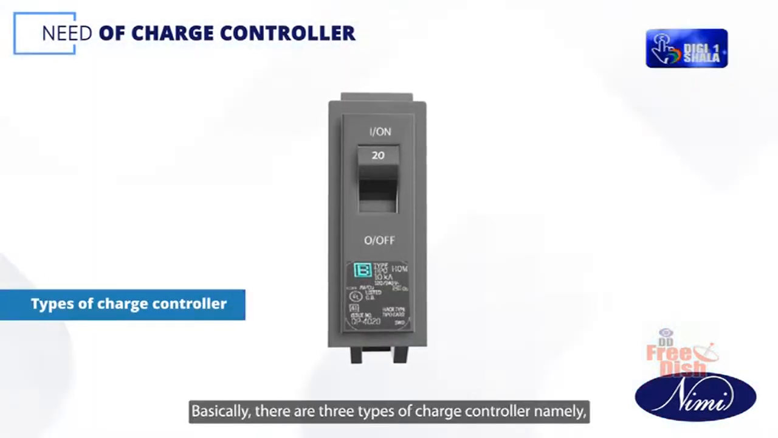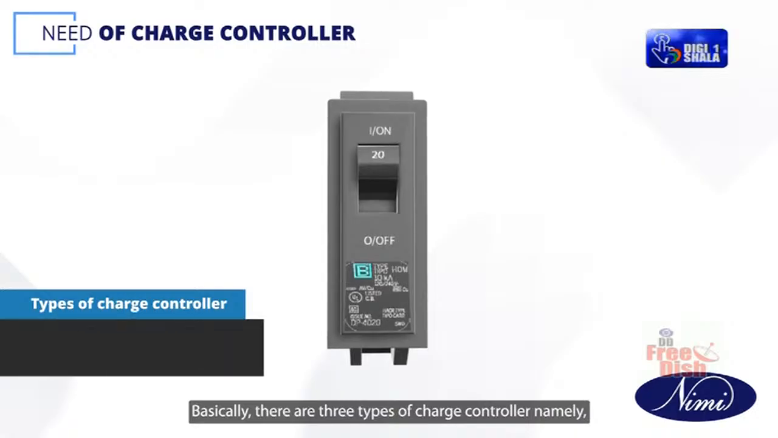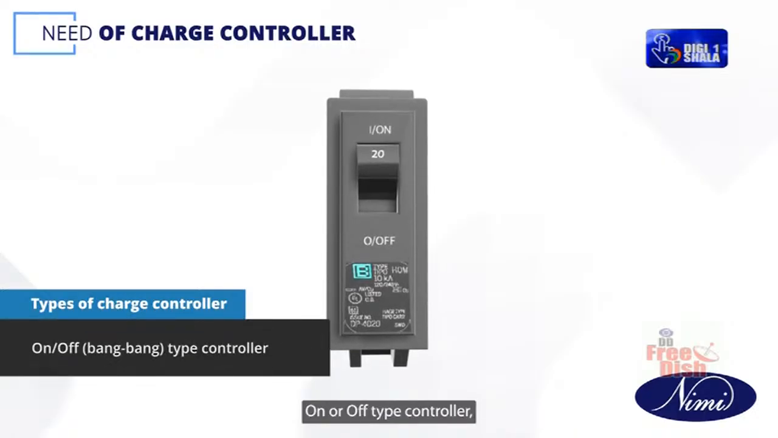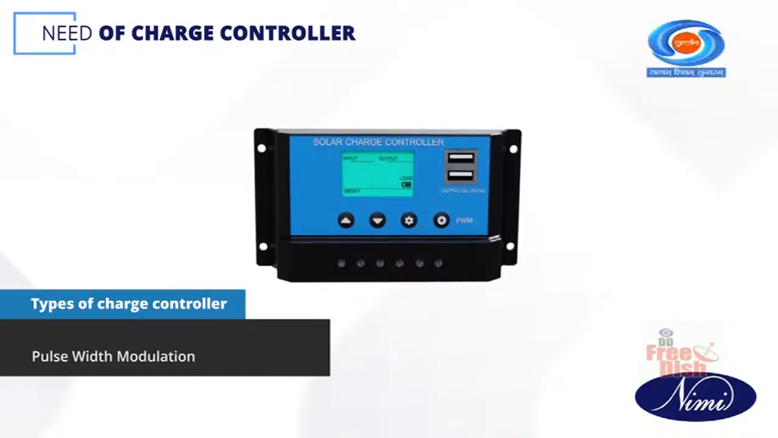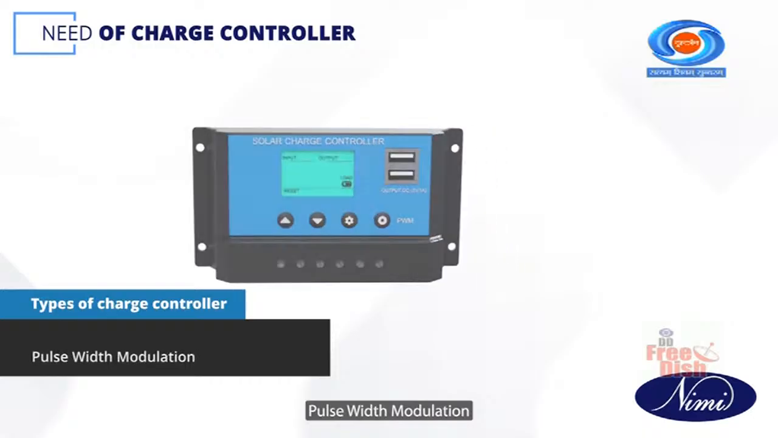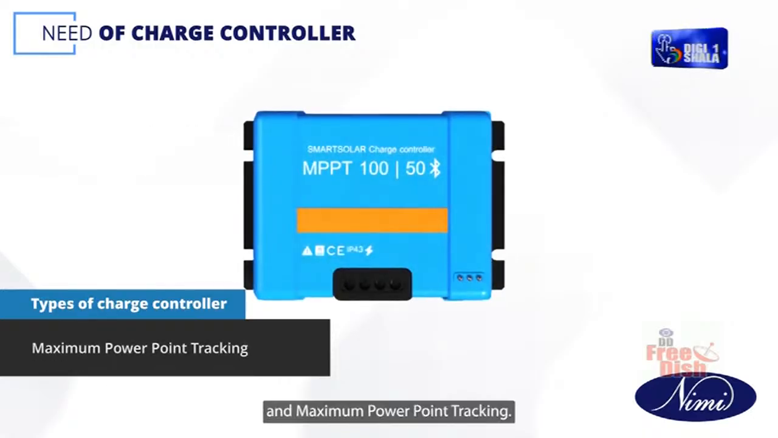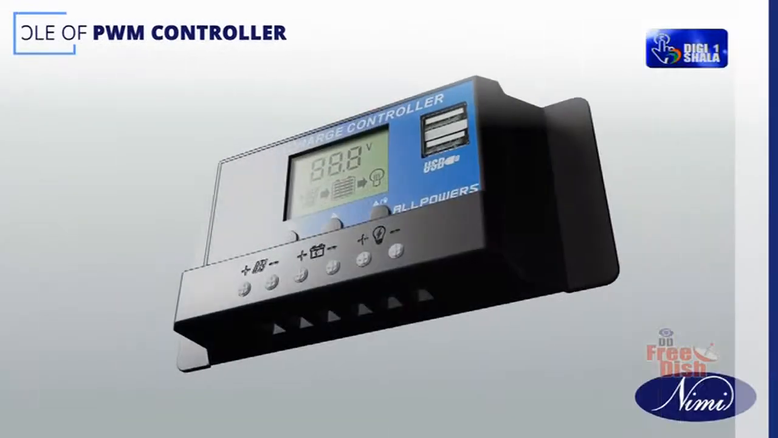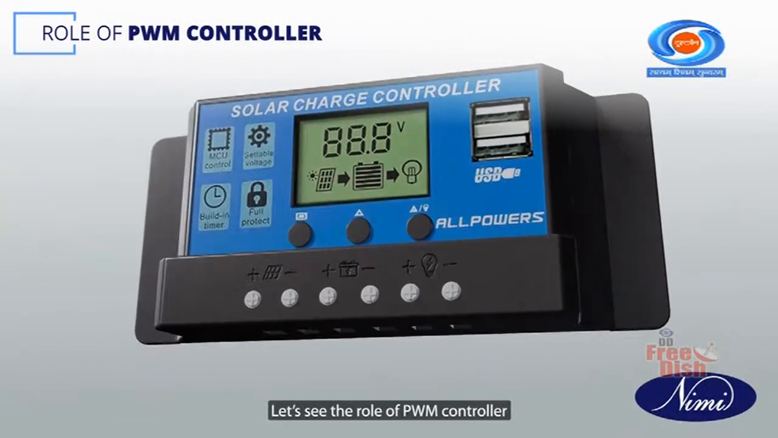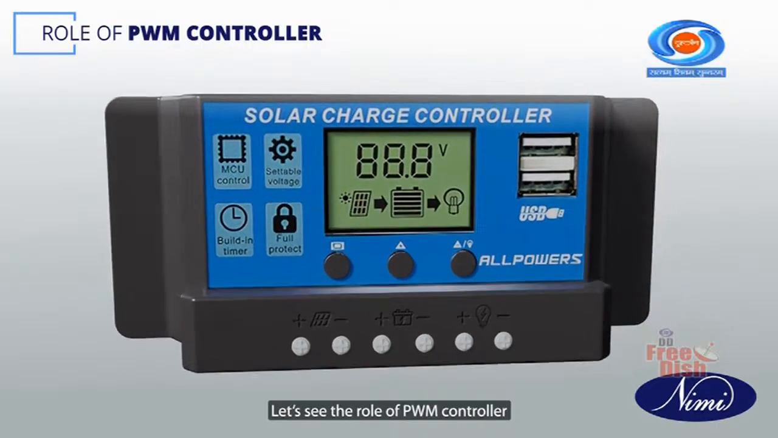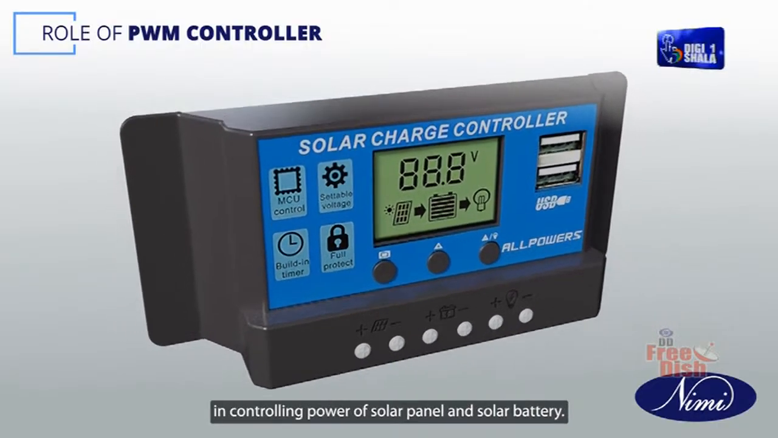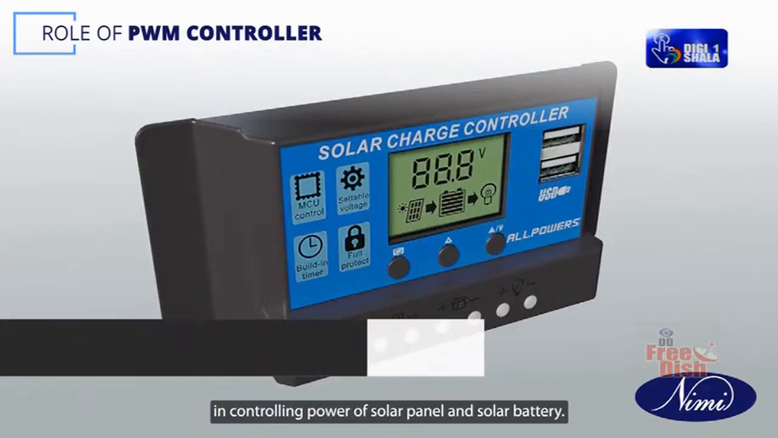Basically, there are three types of charge controller, namely on or off type controller, pulse width modulation, and maximum power point tracking. Let's see the role of the PWM controller in controlling power of the solar panel and solar battery.